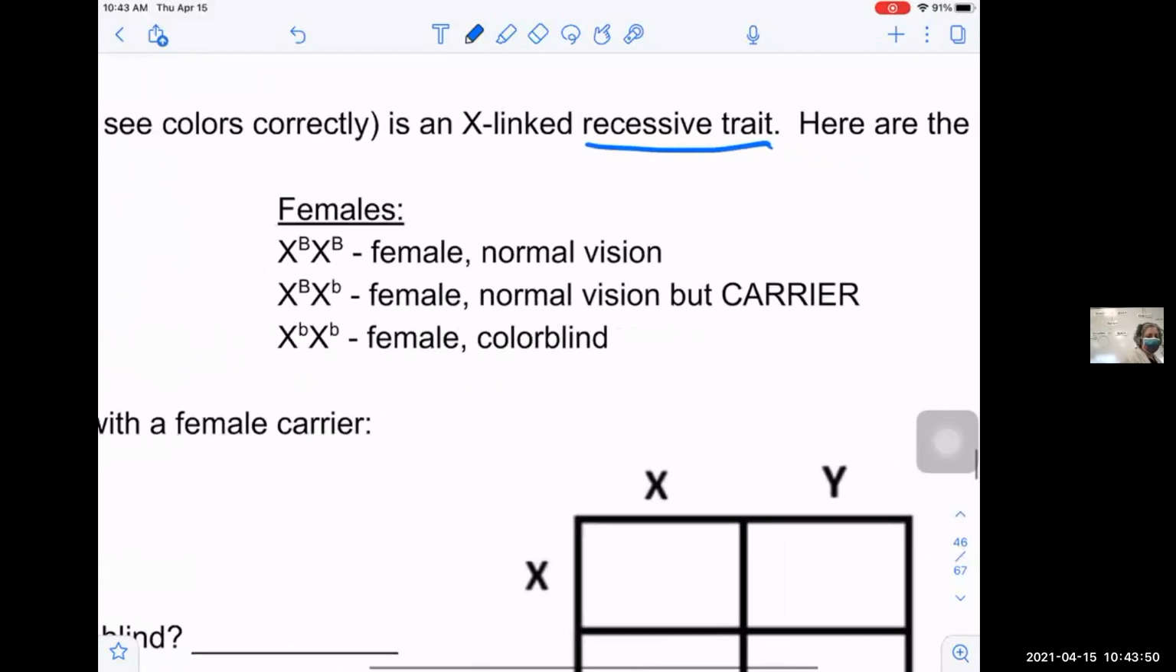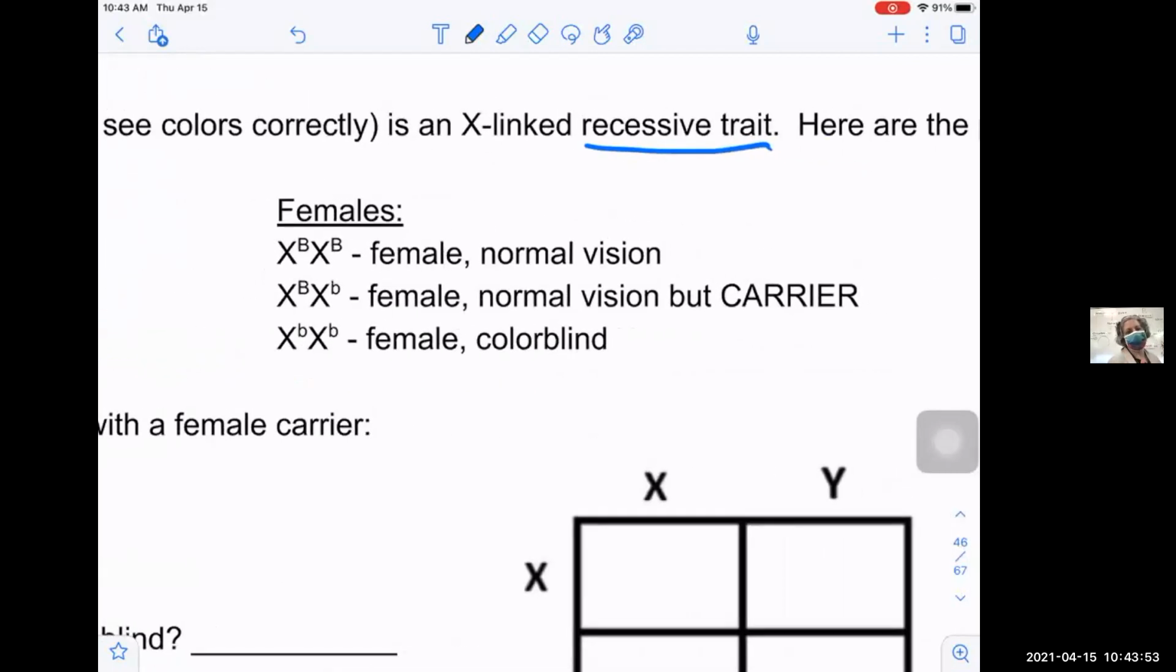Females, on the other hand, have 3 possible genotypes. Because we have 2 X's, we can be homozygous dominant and have normal vision. We can be heterozygous, where we have normal vision, but here's that carrier where we're carrying the little b, and we could pass that on to our sons or our daughters later in life. And for a female to be colorblind, she has to be homozygous recessive. Both her X's have the little b.